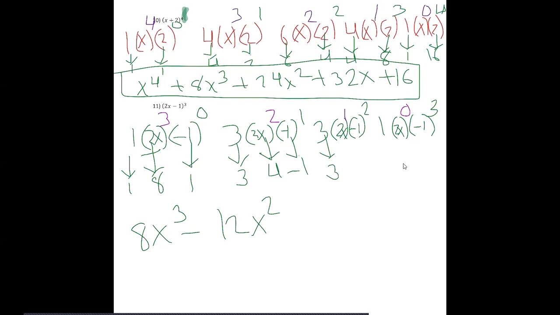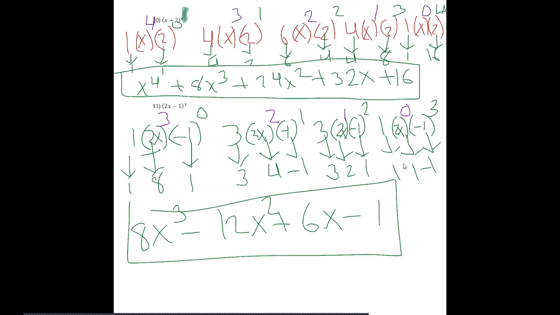So we got a 3. 2 to the first is a 2. -1 squared would be a +1. If you multiply that out, you're going to get +6x. And this last spot, 2 to the 0 is just 1. -1 to the third power would be -1. So all together would be -1. And your x to the 0, you don't have a variable part left.